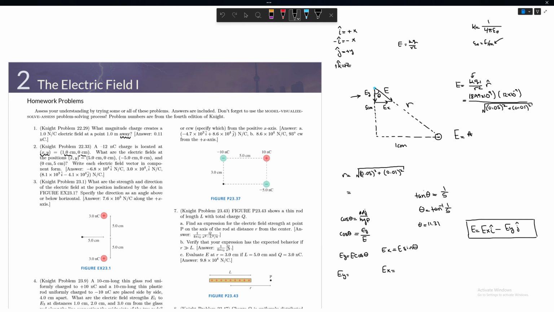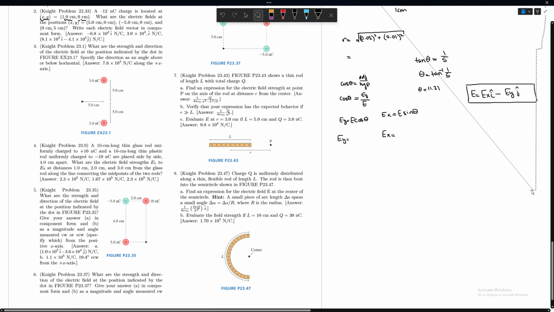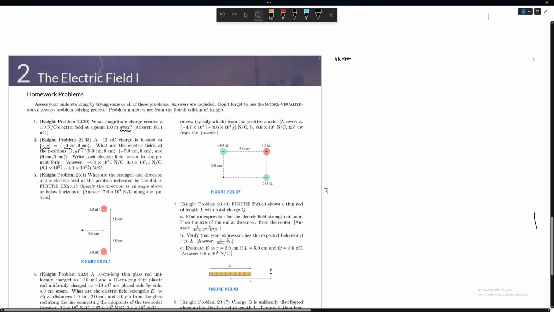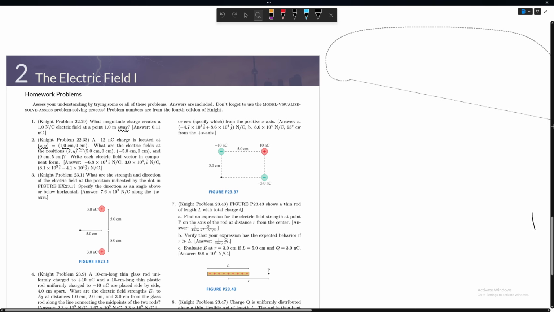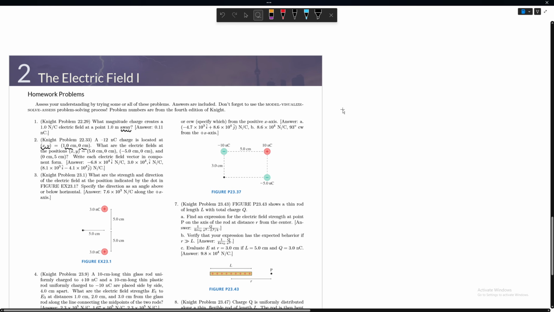Okay? So now that we did this, let's go to the next question, and then we're going to go into the rod one, which is the lengthy one, actually. Nice. What is my next question? What are the strength and direction of electric field?